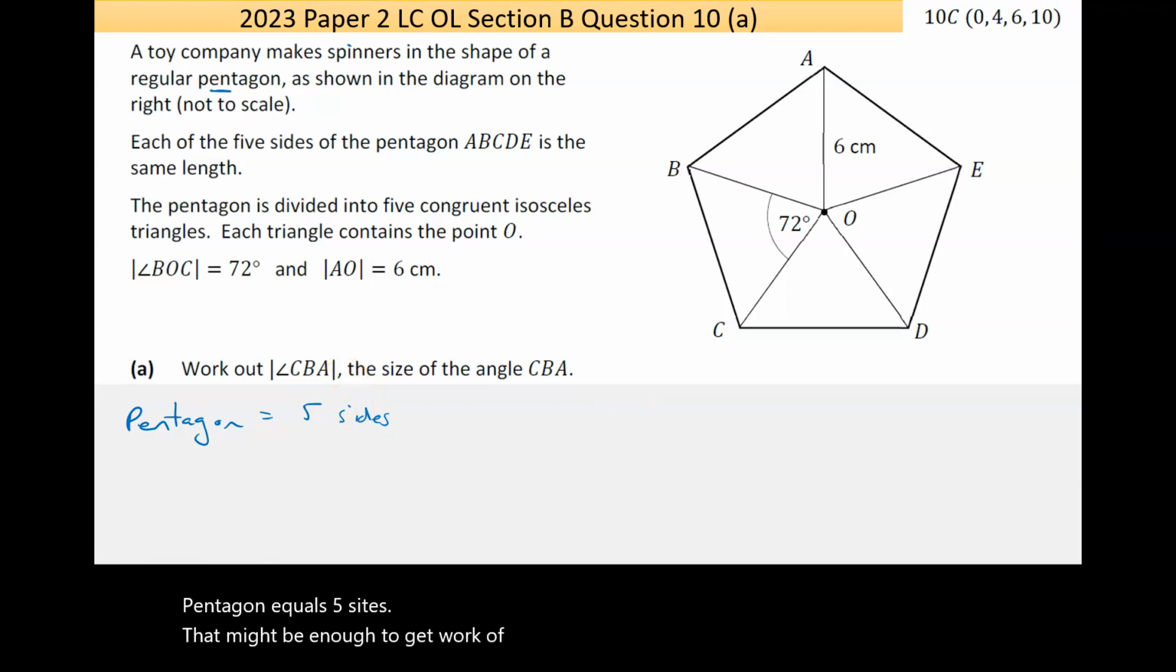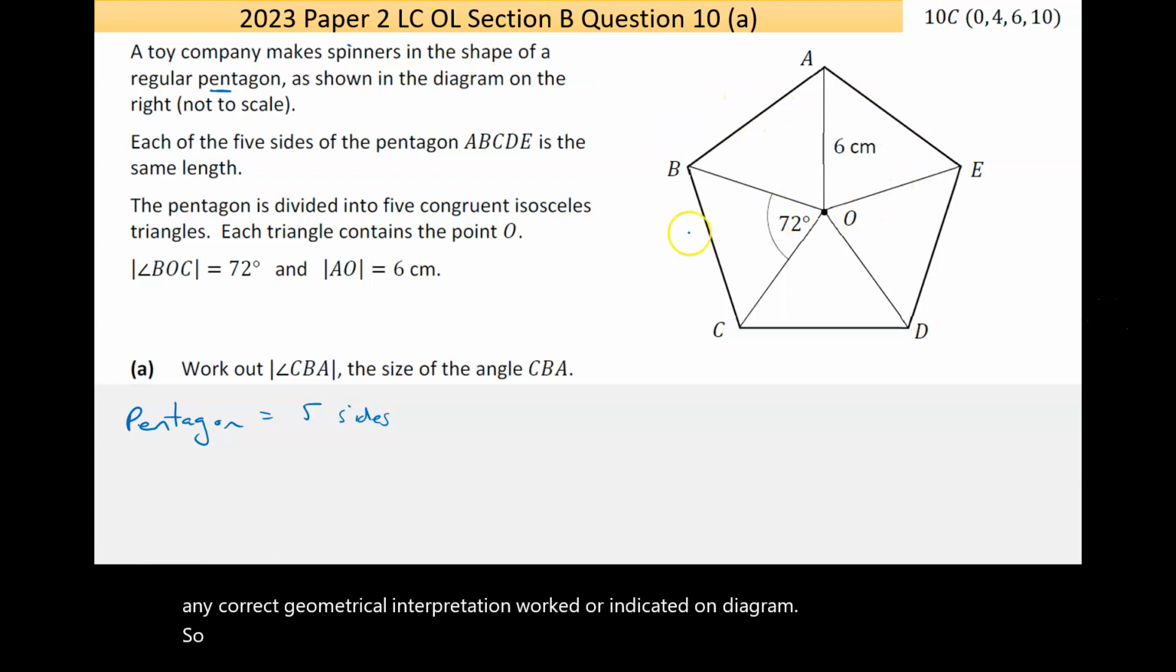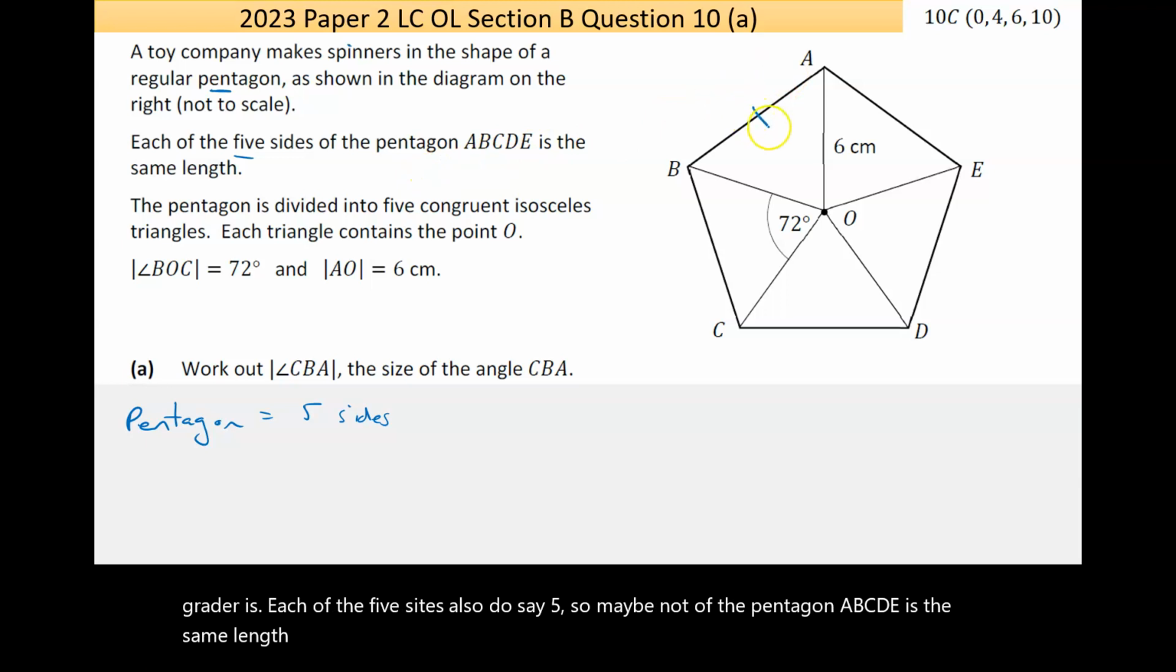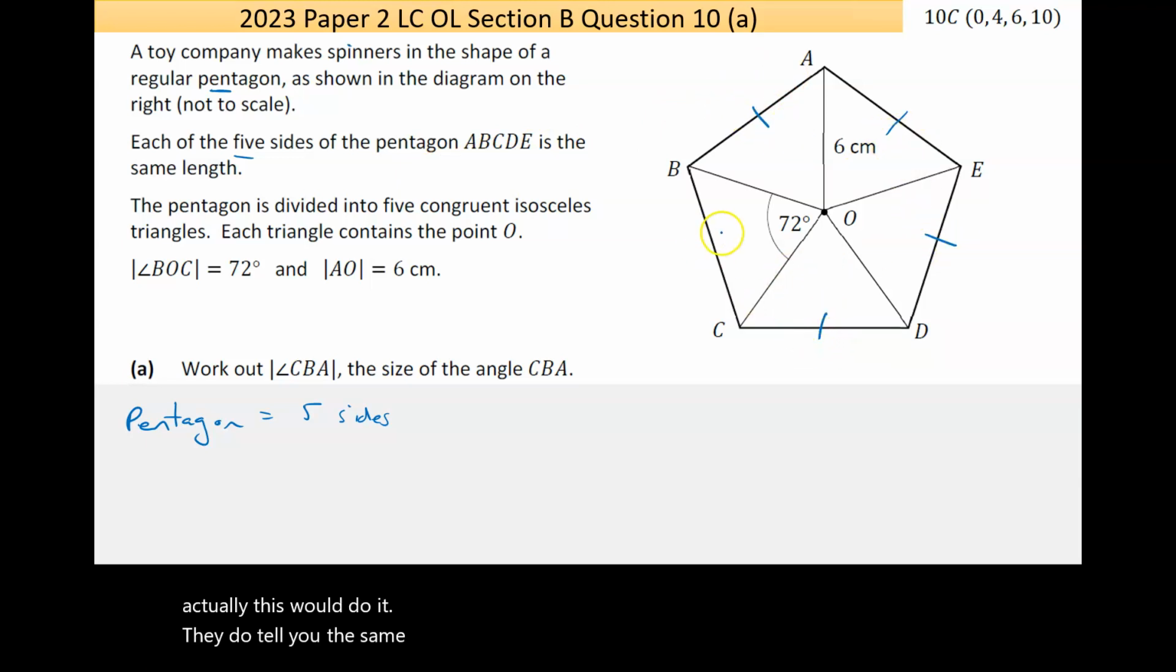I don't know. It's a bit little, but it does say any correct geometrical interpretation worked or indicated on diagram. So maybe if you put 1, 2, 3, 4, 5, you have to see what the interpretation of the grader is. Each of the five sides of the pentagon ABCDE is the same length. Okay, so actually this would do it. They do tell you the same length, but you're showing that you understand what that terminology means.